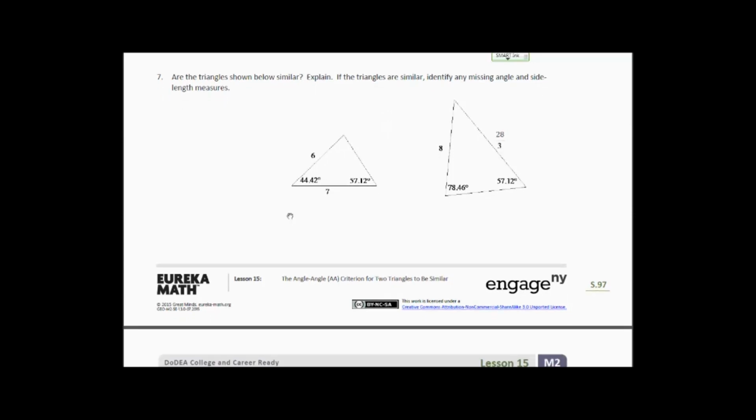Are the triangles shown below similar? And explain. If the triangles are similar, identify any missing angle and side length measurements. Well, I'm given this angle is the same as this angle. So that tells me something, but I don't know if this third angle right here is the same as this angle down here, because it's obviously not these two.